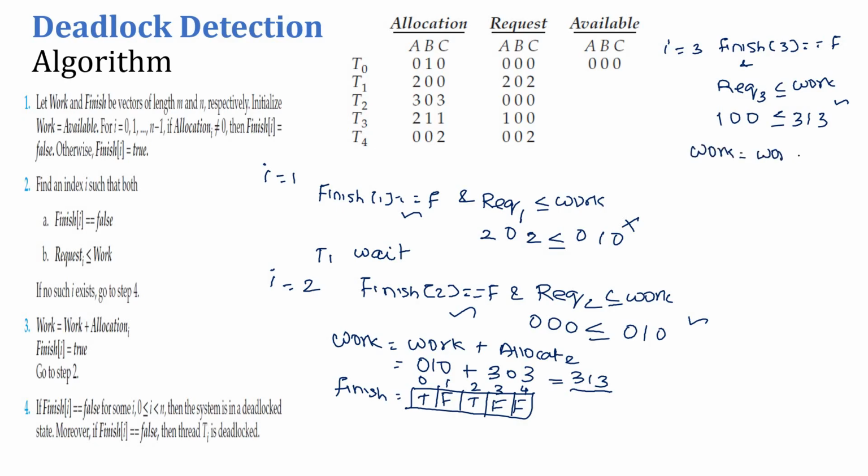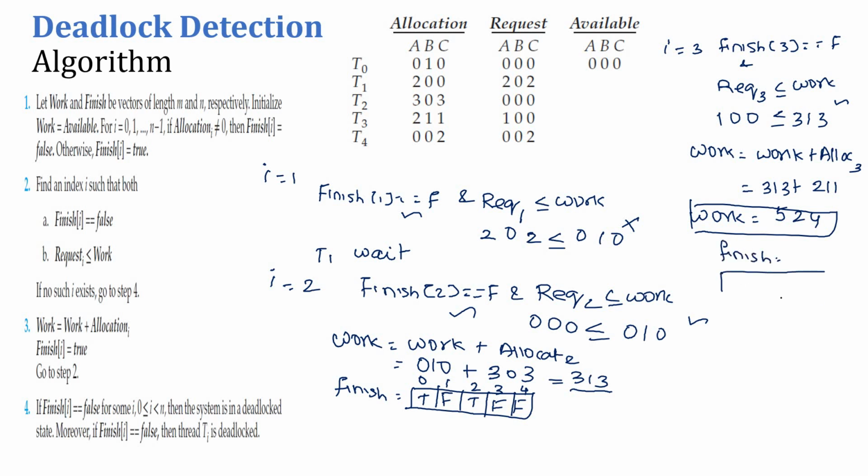Is the condition satisfied? So we are updating the work value. Work equal to work plus allocation of 3. So now work value is 313 plus allocation of 3, which is 211. So now the work value will become 524. Then immediately the finish matrix must be updated. So 0 is already true, 1 is false, 2 is true, 3 is true and 4 is false.